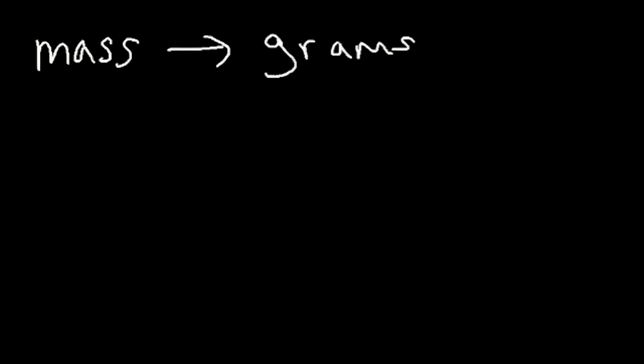Now the next thing that we need to talk about in chemistry is grams, moles, atoms, things like that. Mass represents the quantity of matter, and in chemistry, mass is usually measured in grams. 1 kilogram is 1,000 grams.